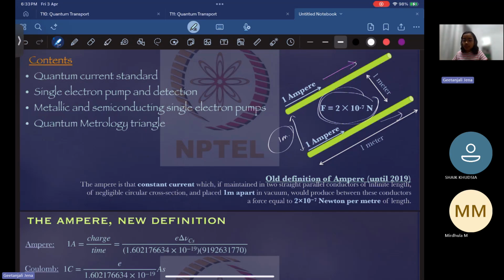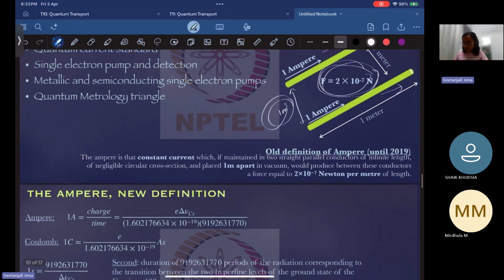And if you compare it to the resistance and the voltage standard, the voltage and resistance standard use only fundamental constants, only h and e. But here in the current standard, there is a unit of force as well as a unit of length. So that means this definition of current is not well defined, so we need a more accurate definition to define 1 ampere.